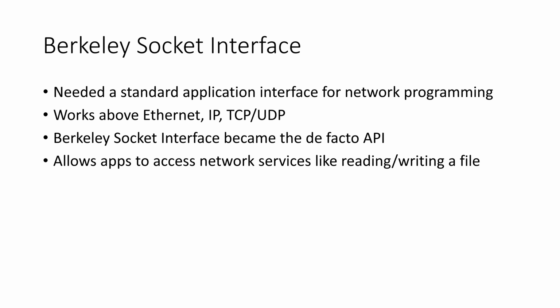Now, to write networked applications, developers needed a standardized way for applications to communicate over networks, much like how you read and write to a file. That's where the Berkeley socket interface or BSI comes in. It sits above all the network protocols like Ethernet at the data link layer, IP at the internet layer, and TCP or UDP at the transport layer. Now, BSI provides a standard API for application developers, making it easier to build client server programs without worrying about the low level details of each protocol.